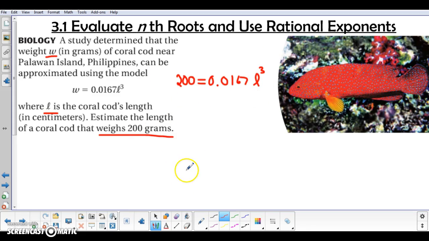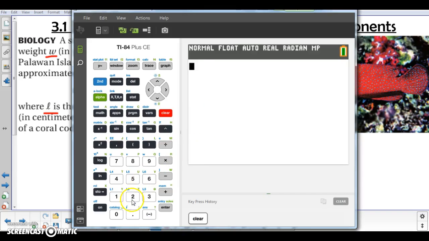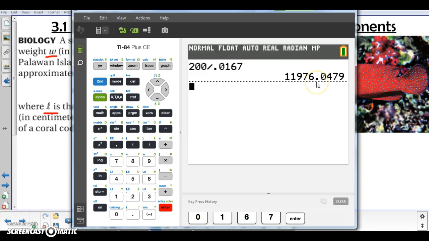I have one variable I can solve by getting it all by itself. My first step in this case would be to divide. I have L cubed times 0.0167, so we'll do the inverse of that. So I divide by 0.0167 on both sides. Now I'm going to show you how I type that into my calculator. 200 divided by 0.0167. I get 11,000 some. Okay, real big number. Keep that in mind.